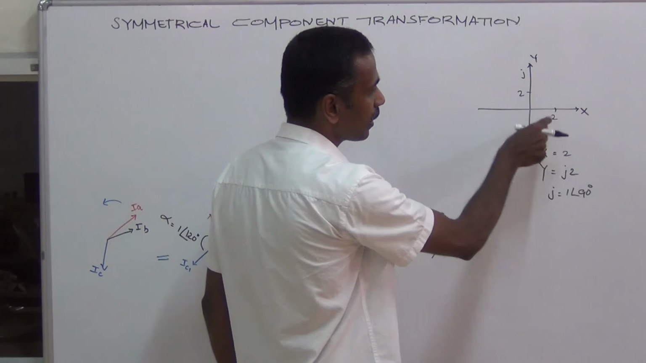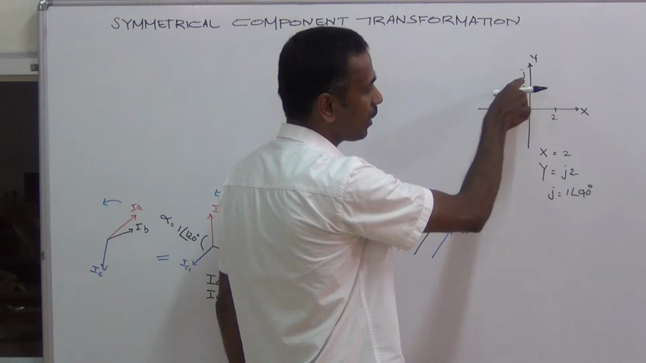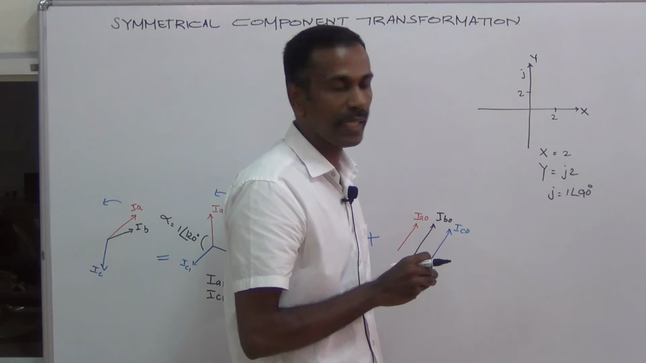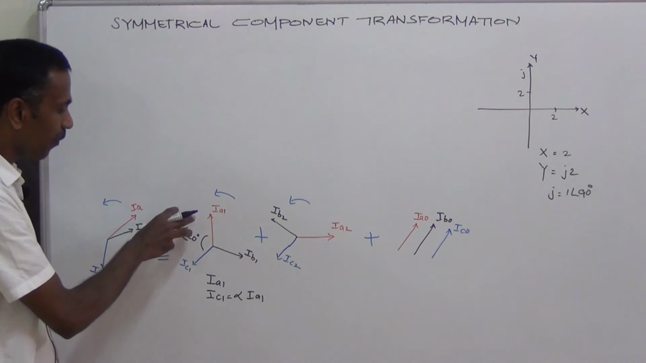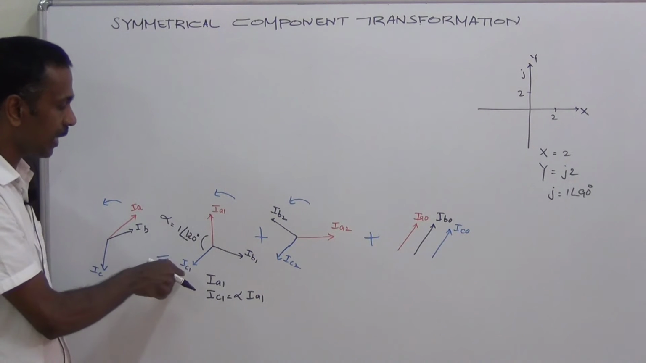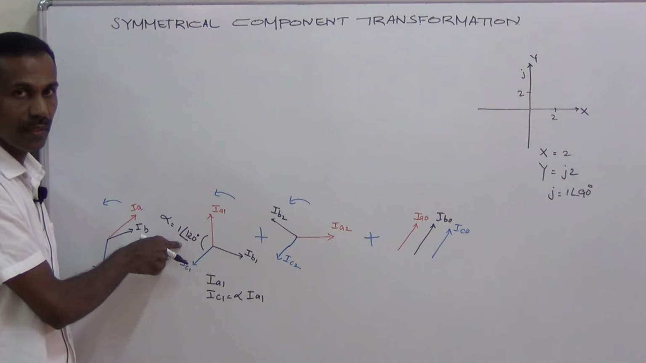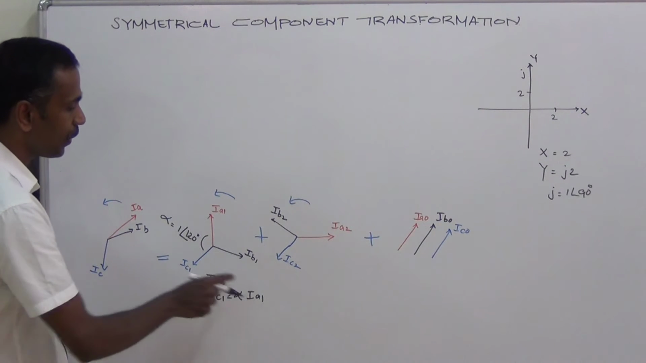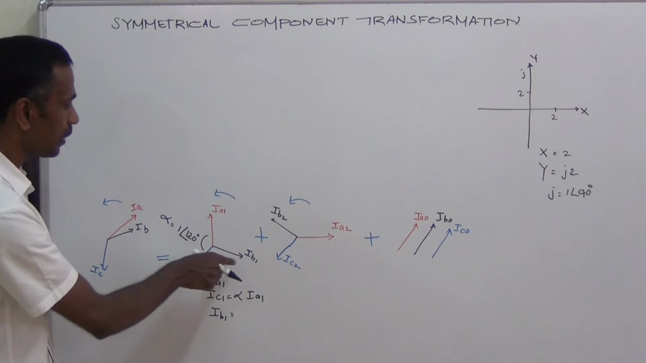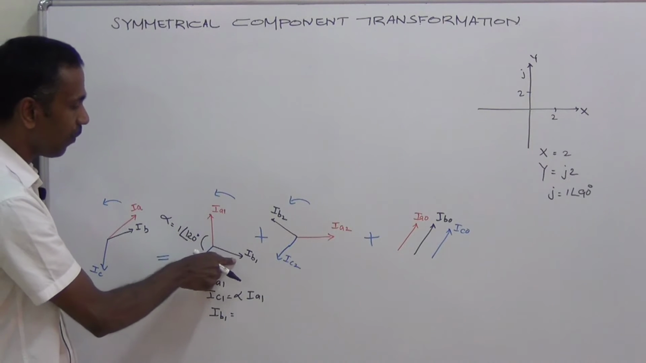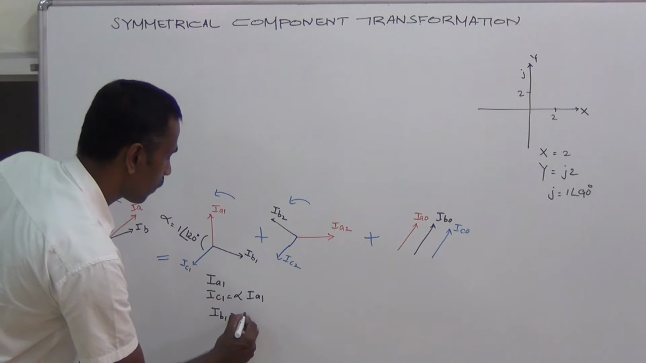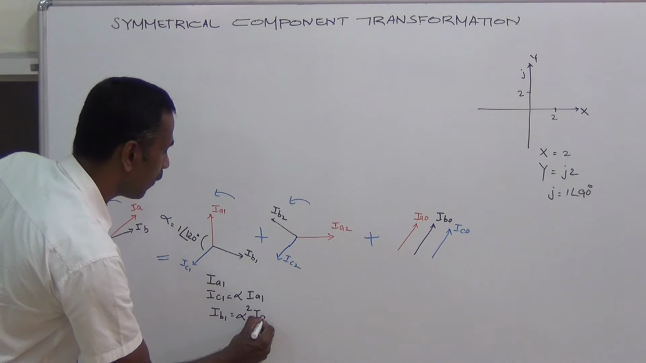Here this y equals j into 2. Here the j stands for y-axis leads the x-axis by an angle 90 degrees. Here this alpha stands for 1∠120 degrees. So IC1 leads IA1 by an angle 120 degrees. So IC1 equals alpha into IA1. IB1 equals alpha into IA1 because IB1 leads IA1 by 240 degrees. So it is alpha square into IA1.